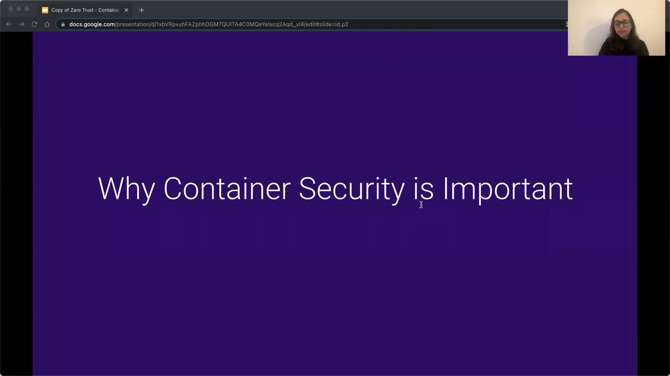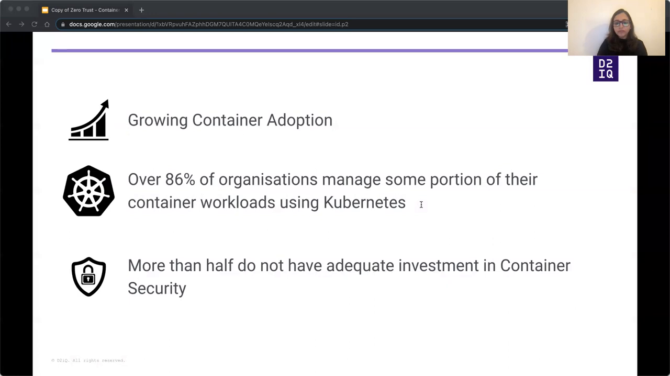Enter Kubernetes. As cloud-native technologies like containers and Kubernetes mature rapidly, they are becoming the preferred way to build new software experiences and modernize existing apps at scale and across clouds. According to recent reports, over 86% of organizations manage some portion of their container workloads using Kubernetes. However, security still remains a large concern.